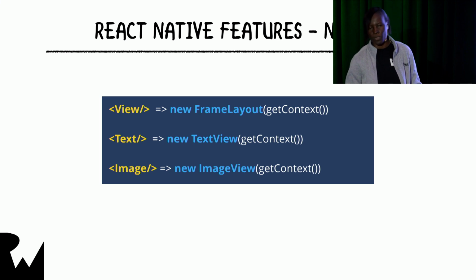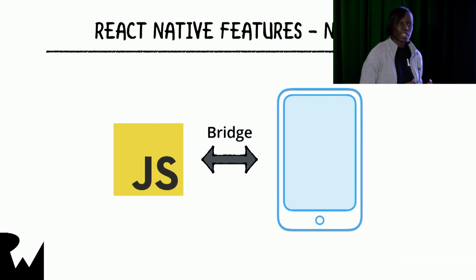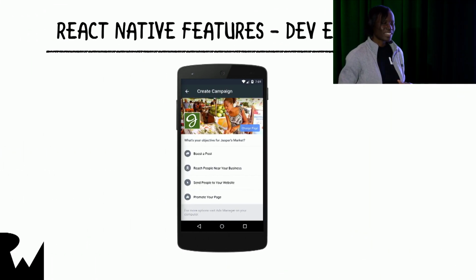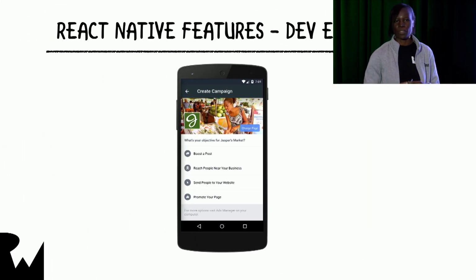No DOM whatsoever. What's happening under the hood is the instructions that you write are going to go across something called a bridge and then show up on the native app. And then when somebody actually interacts with the app, instructions come across the bridge, and that's how the loop happens. Everything is running natively. And the thing that I really like about React Native is just the way that you do development with it.